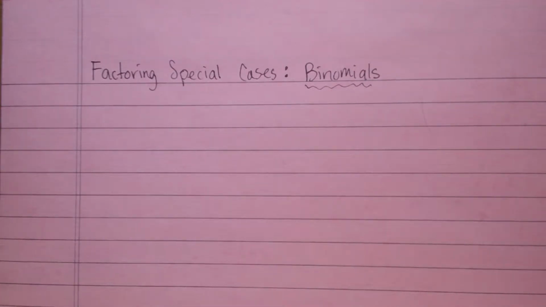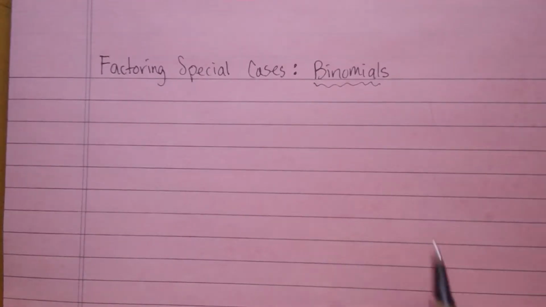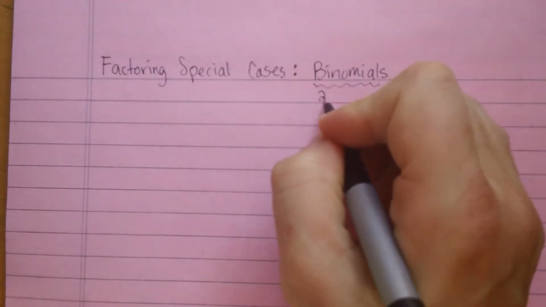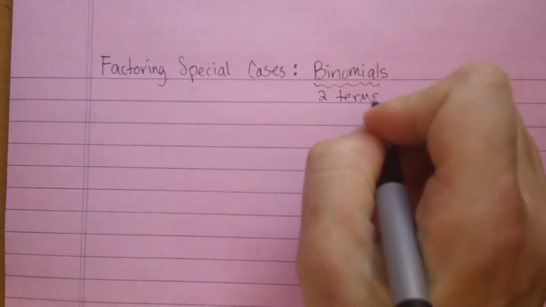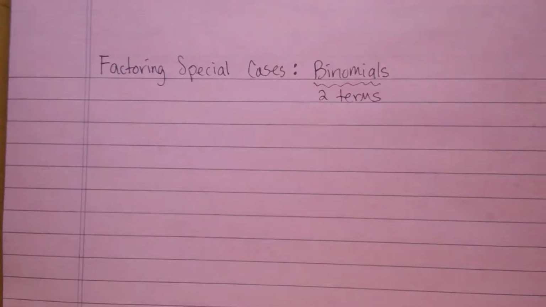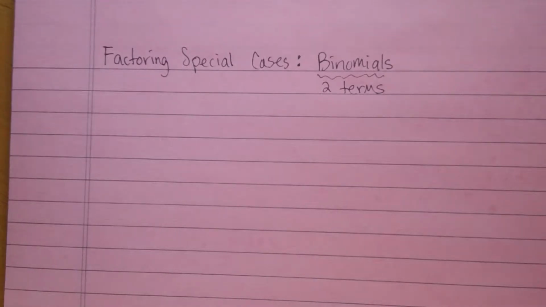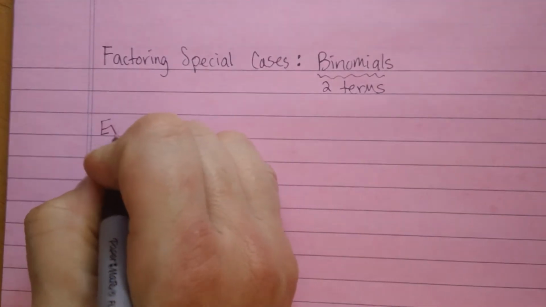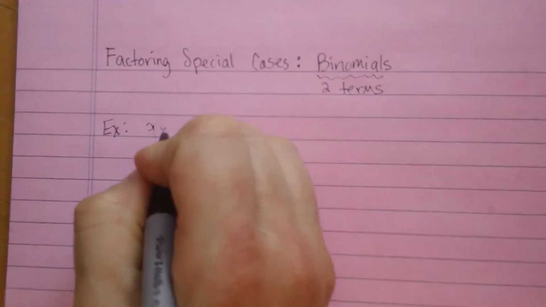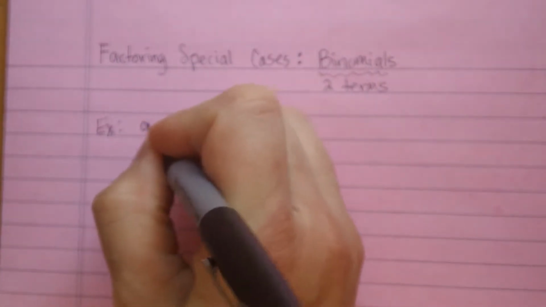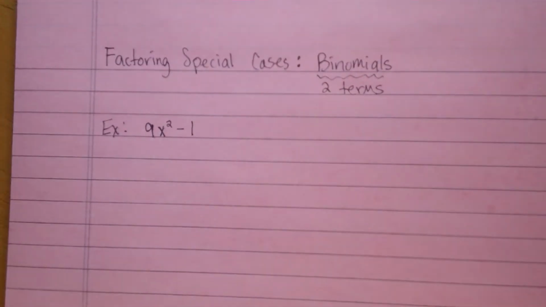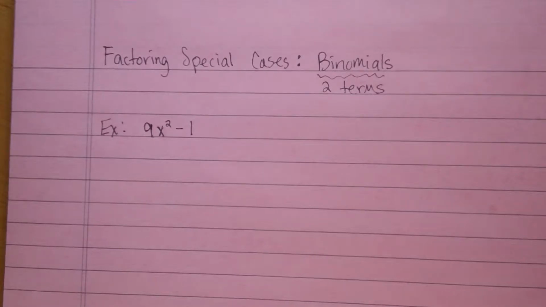Next, we're going to be factoring some special cases involving binomials. Binomials are going to have two terms, so they'll be different from the others we've been factoring that have had three terms. Here's an example of a binomial: 9x squared minus 1. Now there are only going to be 4 different types of binomials that we will be working with.